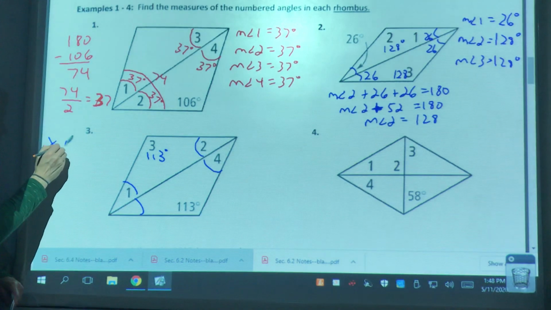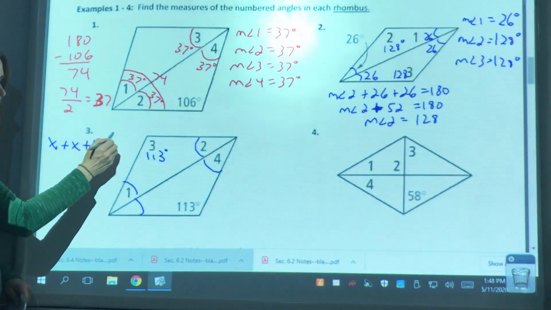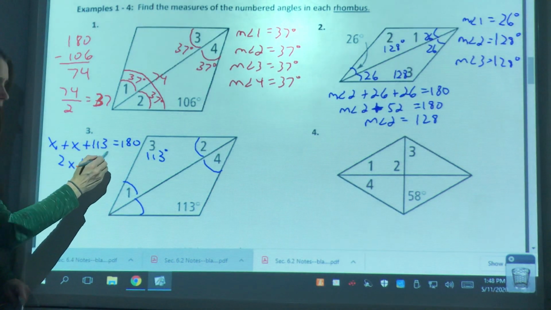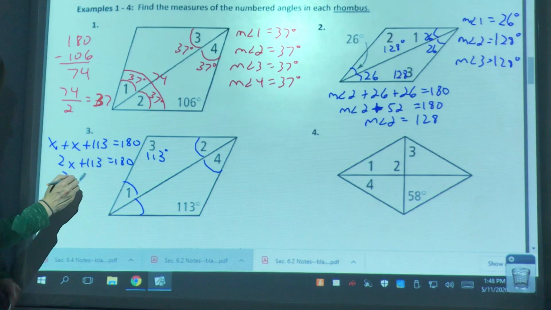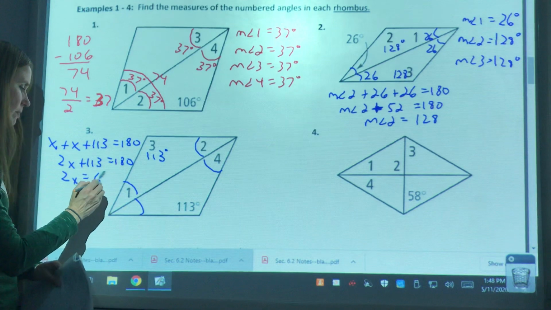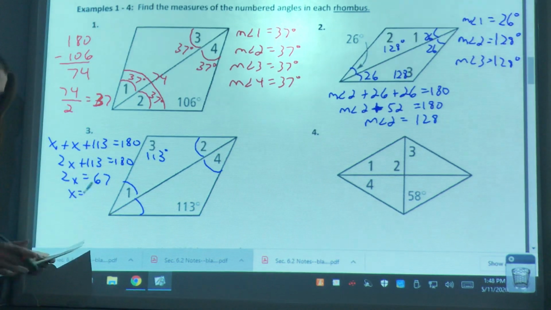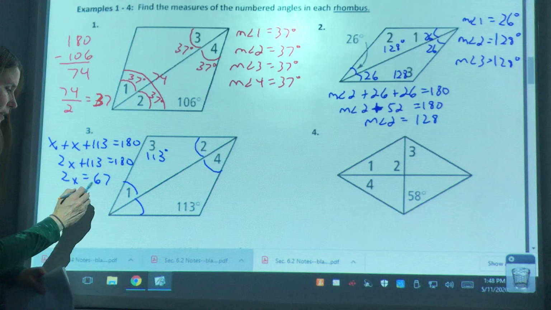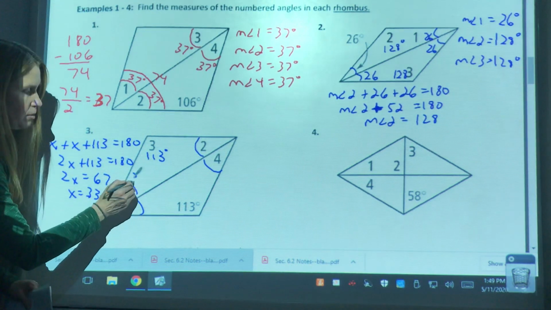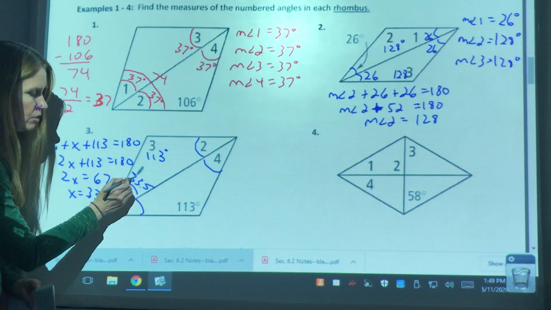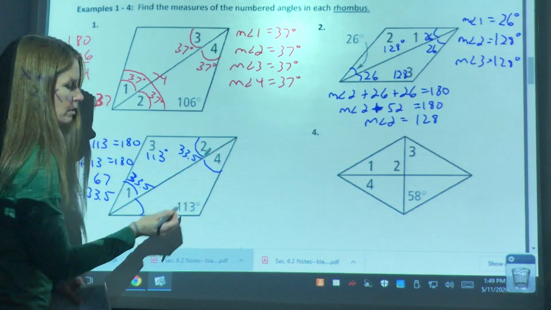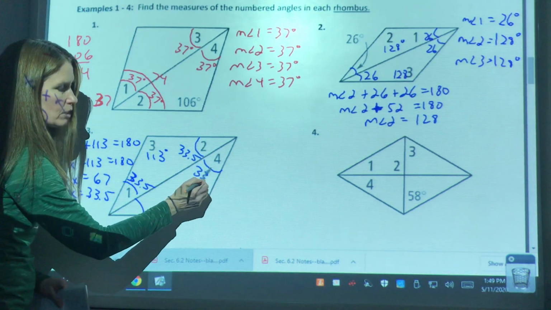I could say x plus x plus 113 is equal to 180. So that would give me 2x plus 113 is equal to 180. So that would give me 2x is equal to 67. And if I solve for that, I get x is equal to 33.5. Okay, so that helps me solve here that measure of angle 1 is 33.5. Measure of angle 2 is 33.5, and that's also telling me that angle 4 is 33.5.